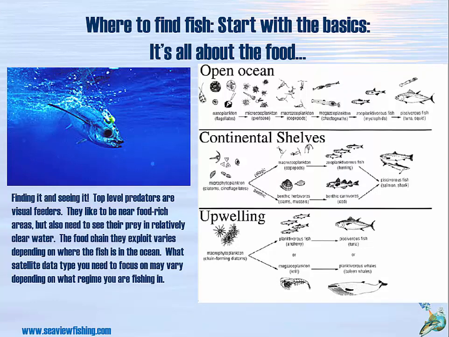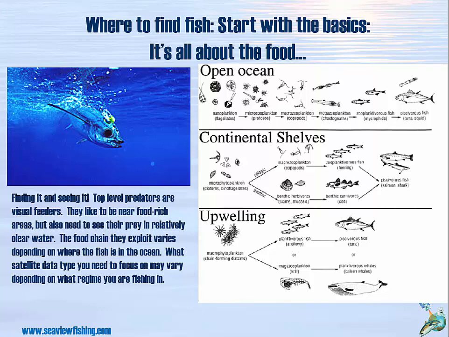Most of the fish species targeted by SeaView users live either on the continental shelves or in shallower water or in deep ocean waters. The one thing that these fish have in common is that when in the fishing grounds, they are searching for food. These top-level predators are mostly visual feeders. They prefer to be near food-rich areas, but also need to see their prey in relatively clear water.